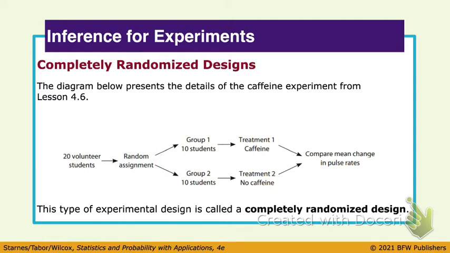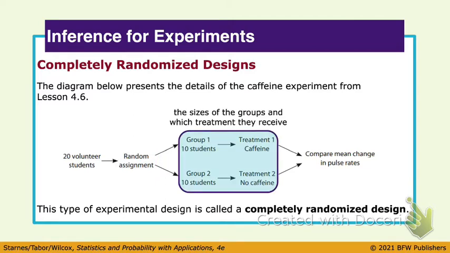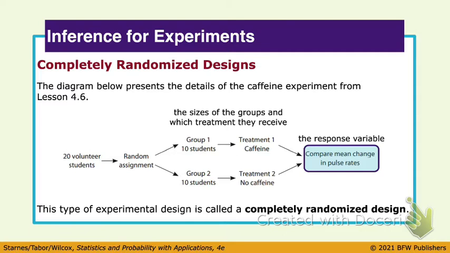One group is going to get the caffeine, that's treatment 1. The other group is going to get no caffeine, that's treatment 2. And the sizes of the groups need to be pretty close to the same. And then at the end, we're going to compare the response variable. We're going to compare their changes in their pulse rate. This is a completely randomized design.